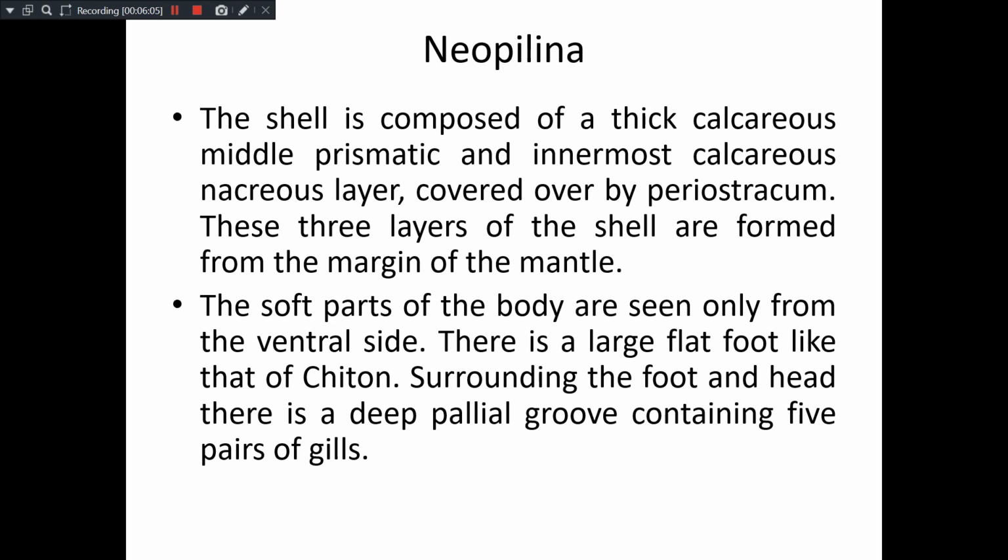This shell is made up of a thick calcareous prismatic layer, an innermost calcareous nacreous layer, and even a periostracum on the outer side. All three layers of this calcium carbonate are formed from the margin of the mantle.